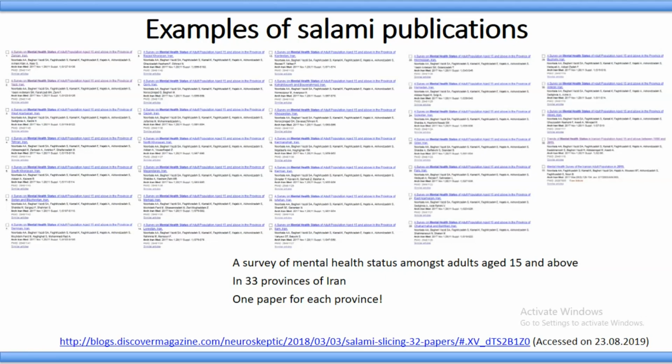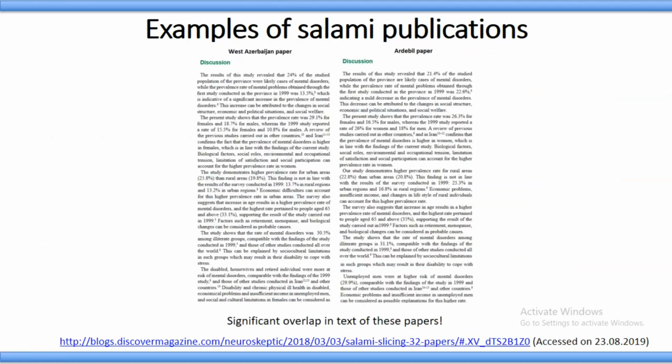They could very well have published all the data in one single paper, presenting it that this was seen in 33 different provinces, and these were the data. So this is another similar paper wherein there is a lot of overlap in the content, and the results are essentially very similar based on similar methods in two related populations. Again, there is significant overlap, and these are salami publications.